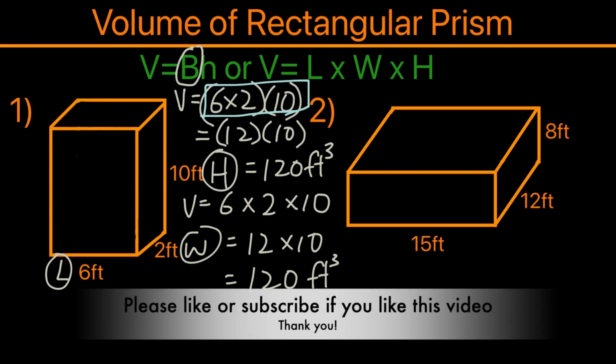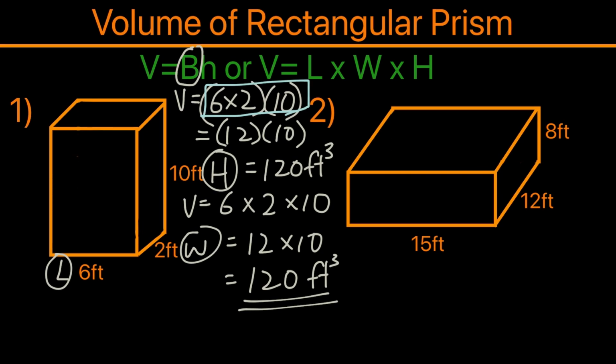So by now you should be able to tell that the first formula of the capital B times height is mainly for memorization purposes. The first formula is shorter with only the capital B and H, but you need to memorize that the capital B is simply length times width. Or you could use the second formula, which simply lists out all 3 sides, which is the length times width times height. So either way works, depending on how you want to memorize it.